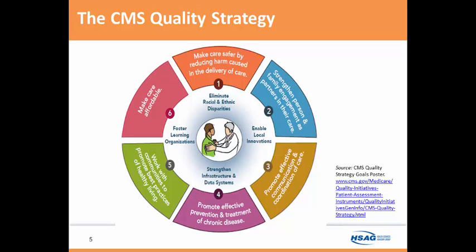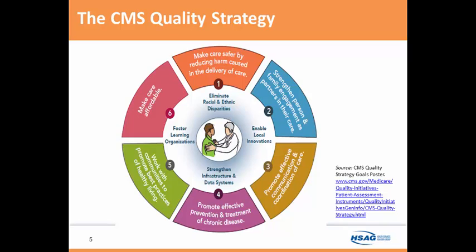The Patient Protection and Affordable Care Act of 2010, commonly called the Affordable Care Act or ACA, seeks to increase access to high-quality, affordable health care for all Americans. The ACA requires the Secretary of the Department of Health and Human Services to establish a national strategy for quality improvement in health care, which is referred to as the National Quality Strategy, not shown here on this slide, but sets the priorities which guide our efforts.